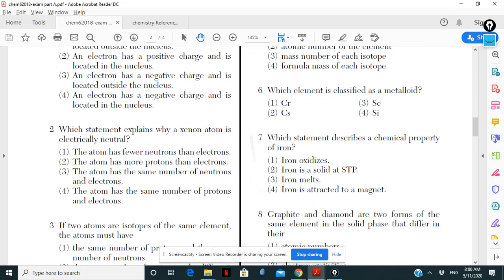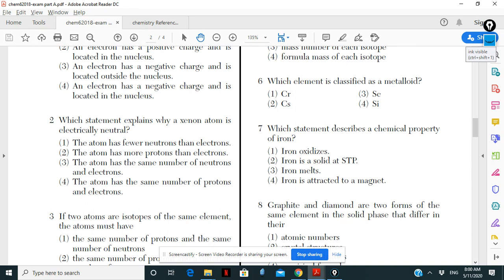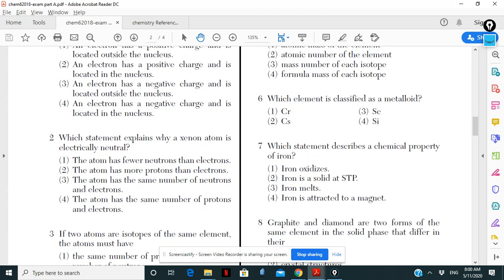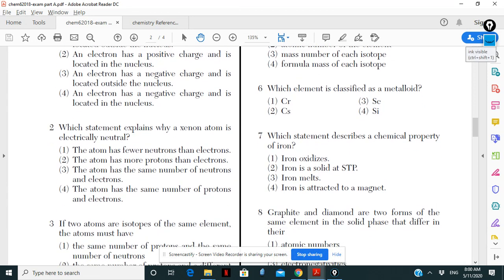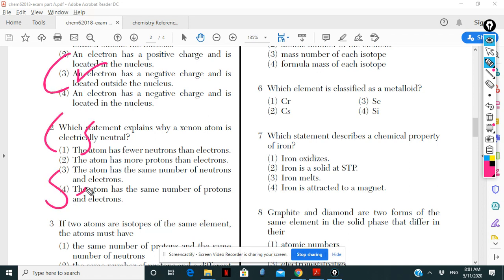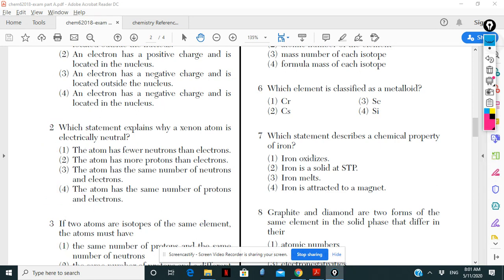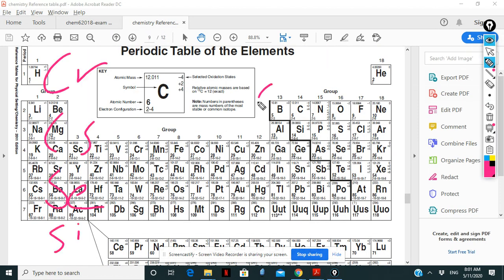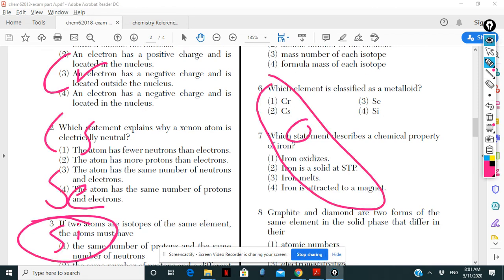Question number 6. Which element is classified as a metalloid? So I have to write them down. I have carbon, chromium, cesium, and I go to the reference sheet. I'm looking for the staircase, to see which element is there. Here is the silicon, so the answer is 4. The answer is 4 because it's on the staircase of the periodic table.